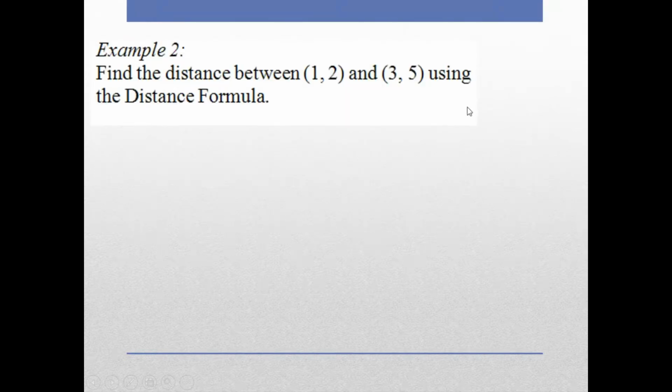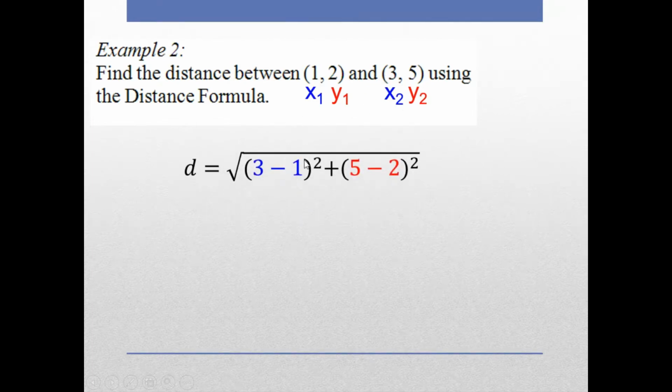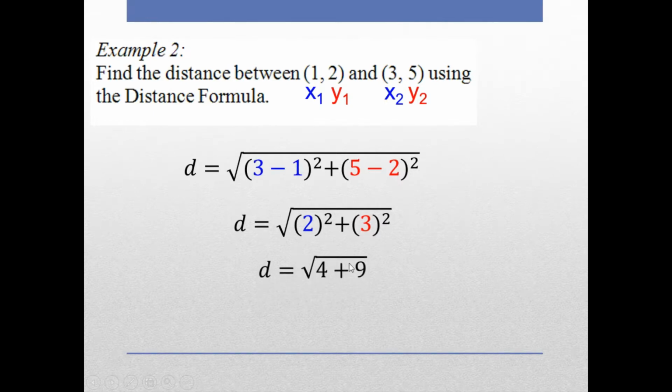So here's an example of that working. First, you want to add labels to your points. First point is 1, 2, so x1, y1. Second point is x2, y2. Then substitute into the distance formula, x2, then x1, then y2, then y1. Then when you evaluate, you've got 3 minus 1 is 2, 5 minus 2 is 3. Square each one, add it together, and then square root. Turns out to be the same answer as what we got for example 1.